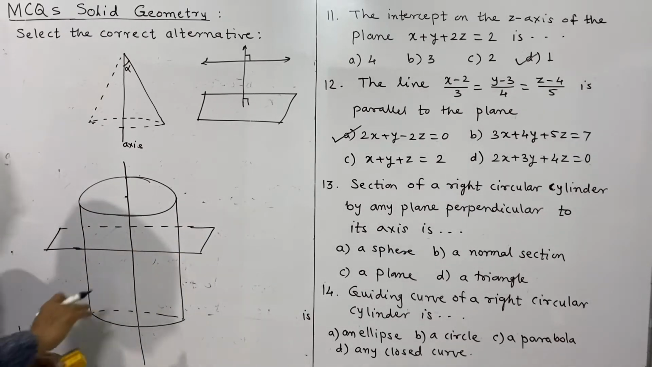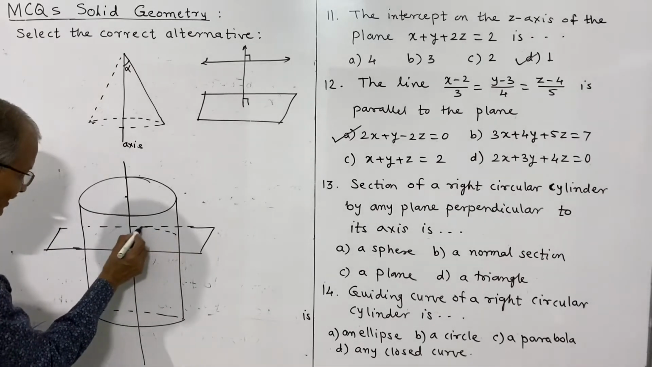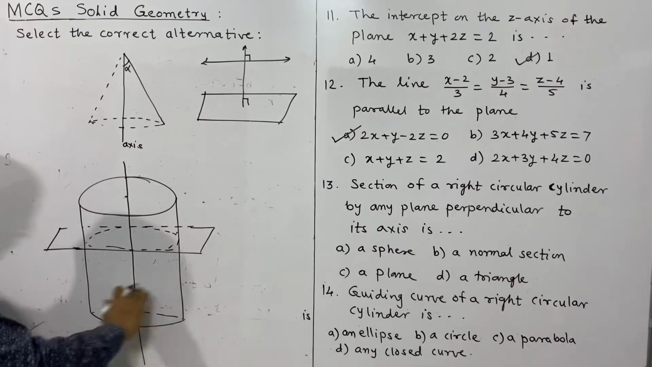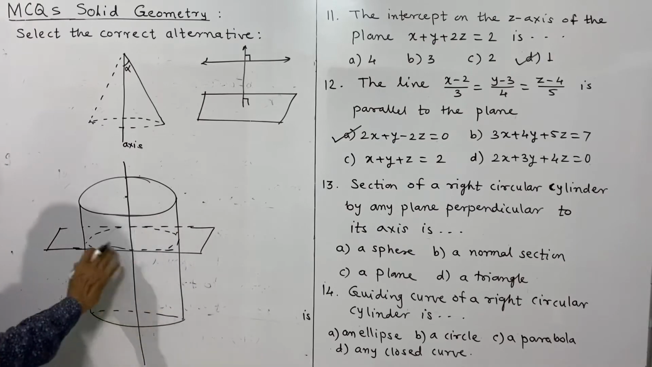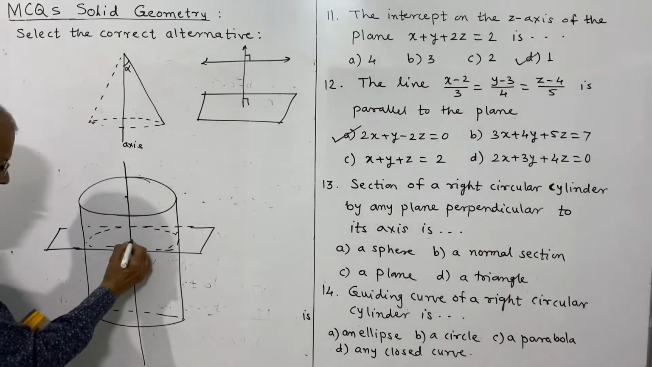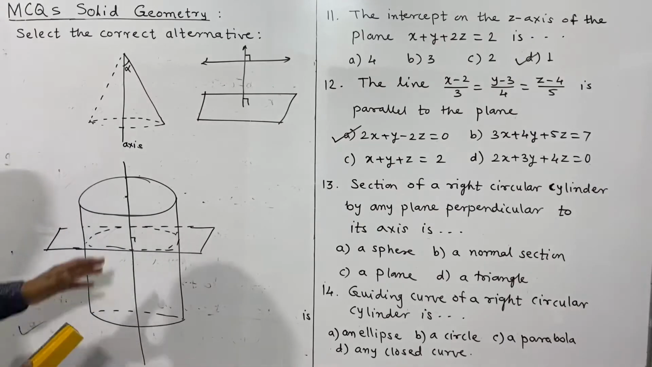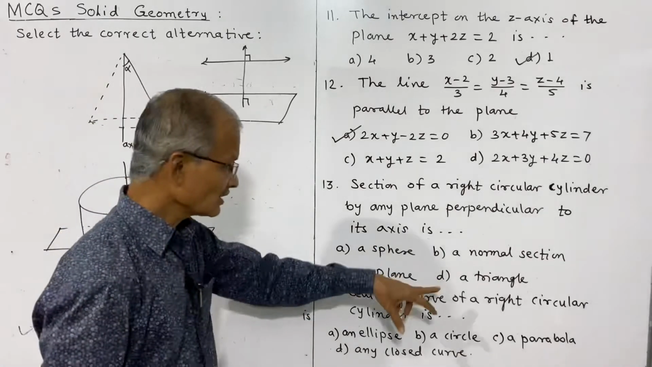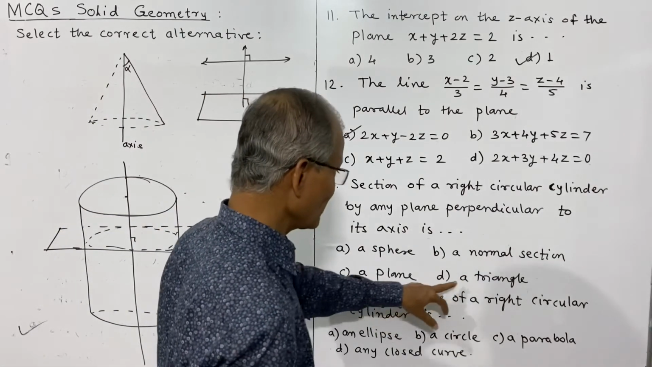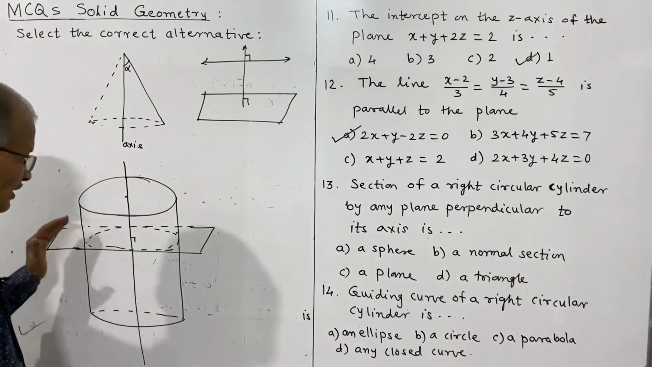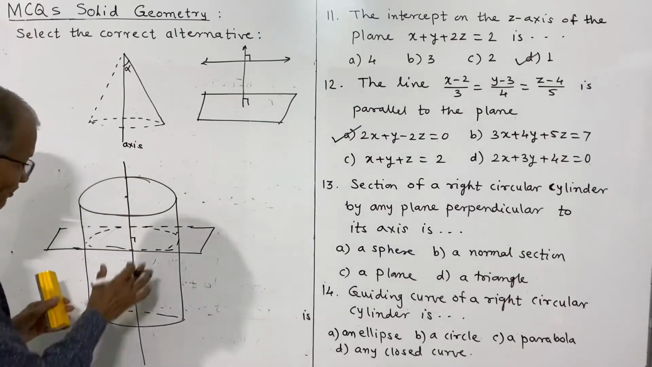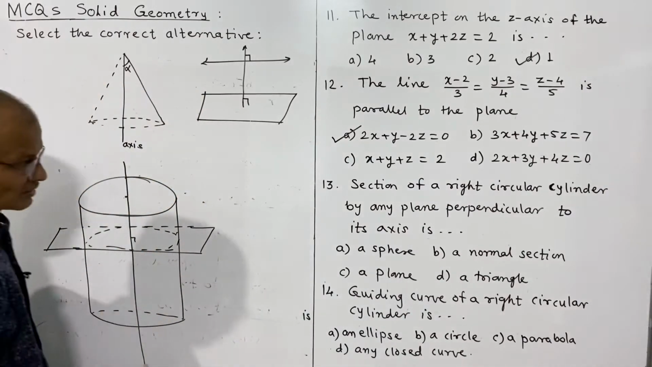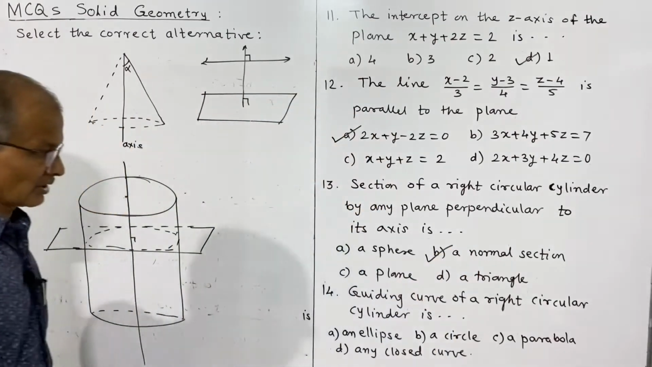If you cut the cylinder like this, then obviously we will get a circle here, just like the top. If you take the intersections, every intersection, if the plane is perpendicular, the condition is the plane must be perpendicular to the axis. Then every time we get a section which is a circle, but the options are a sphere, a normal section, a plane, a triangle. That section is known as normal section because it is perpendicular. So a perpendicular section is known as normal section. It is actually a circle, but the section is known as normal section.